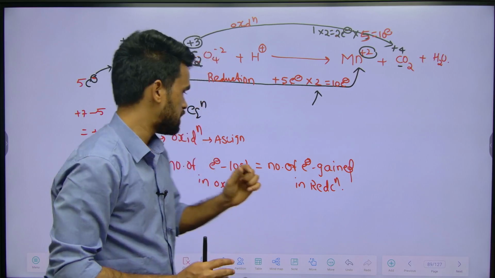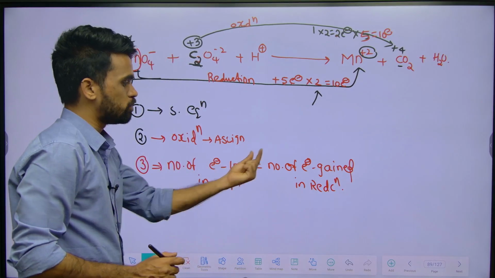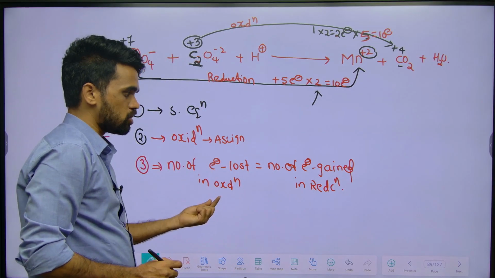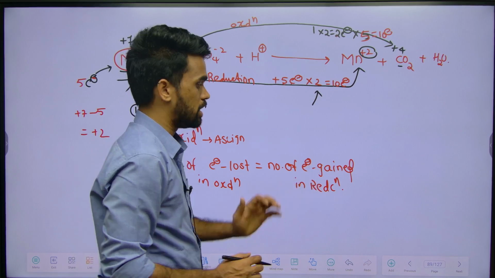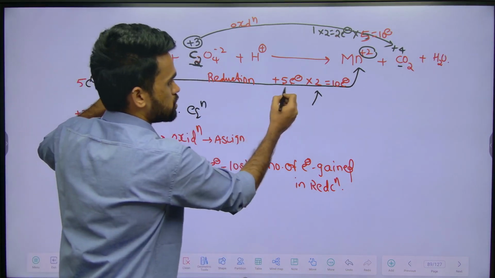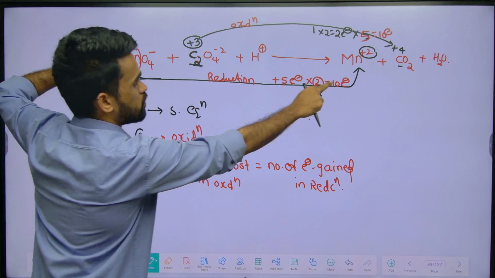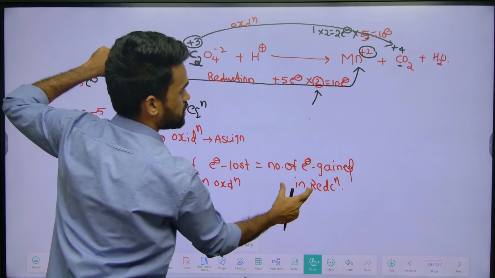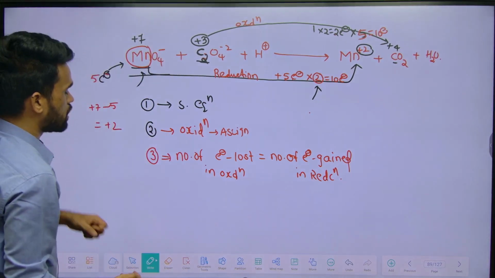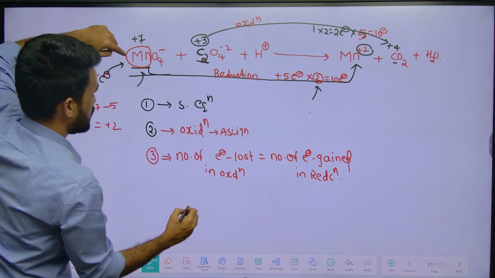So this is the third step. You need to make the number of electrons lost in oxidation equal to the number of electrons gained in reduction. For making this, what is the number I used here? 2. So multiply this complete equation with 2. Complete equation means the reduction equation.